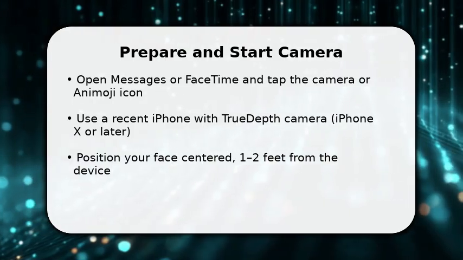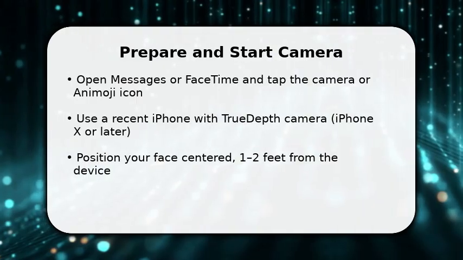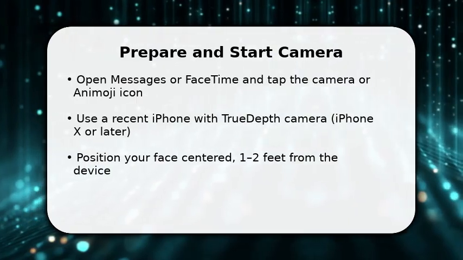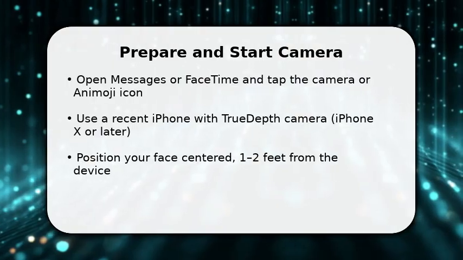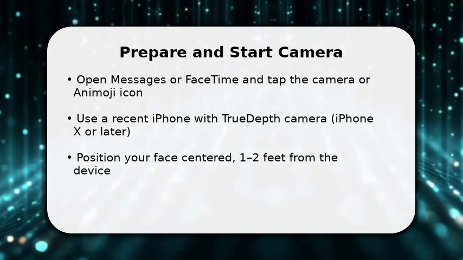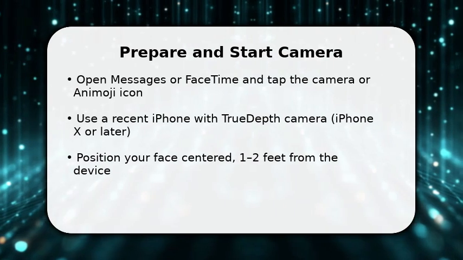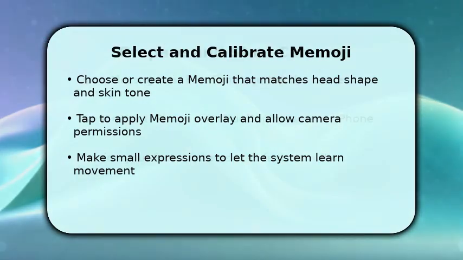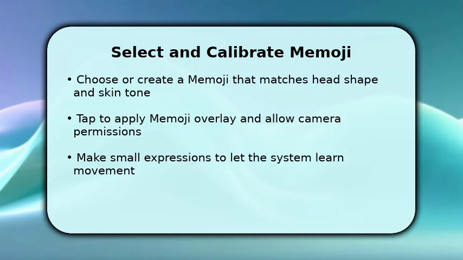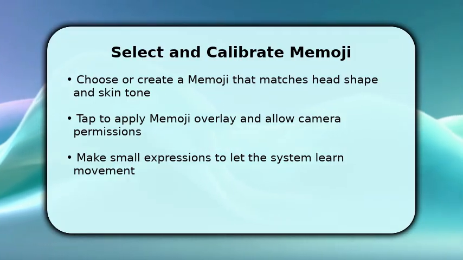Once done, hold the phone at eye level and keep the background simple so the sensors focus on your features. You're starting the real-time capture now, which lets the Memoji mirror your expressions accurately. Now you select or create the Memoji you want to animate because shape and details improve perceived tracking accuracy.